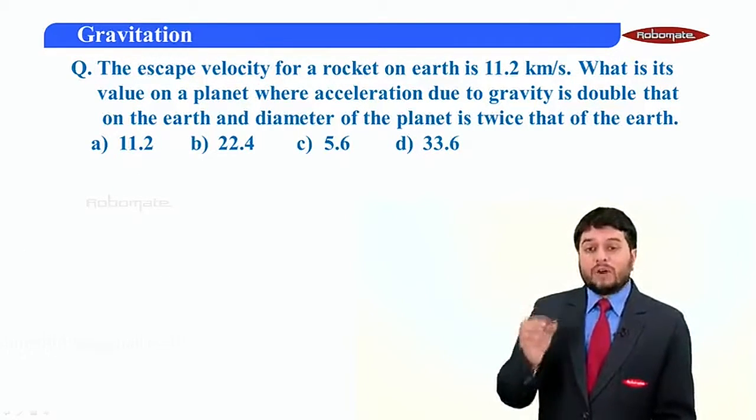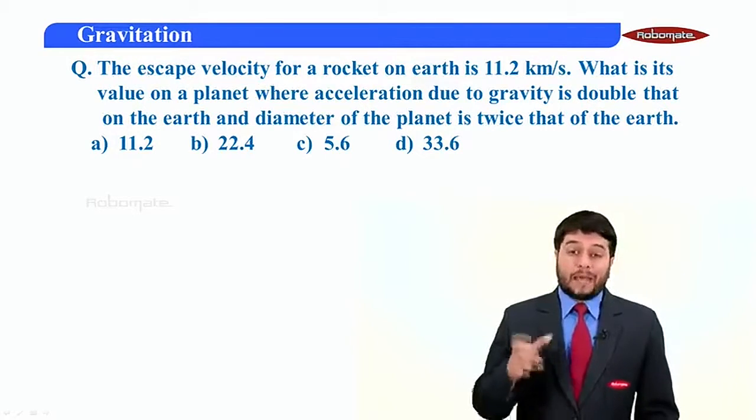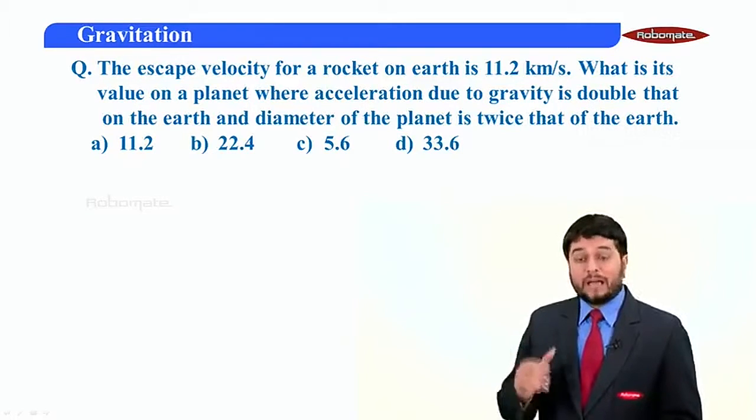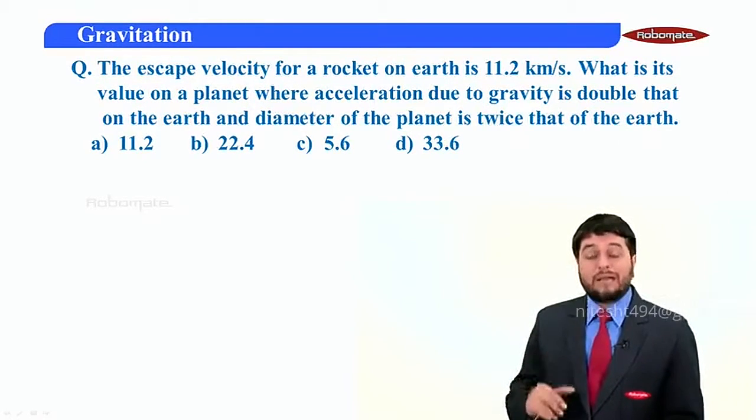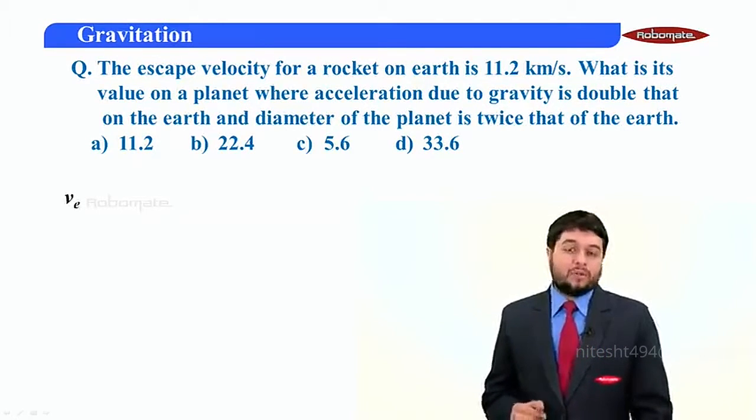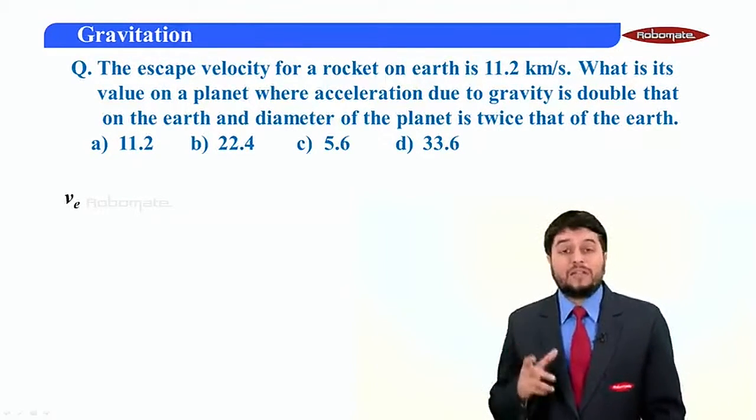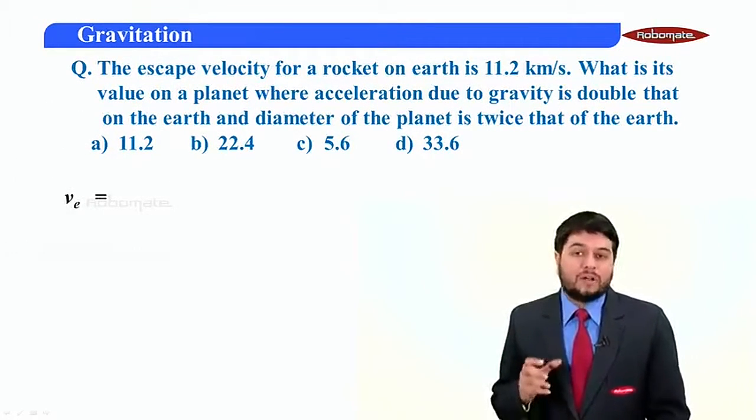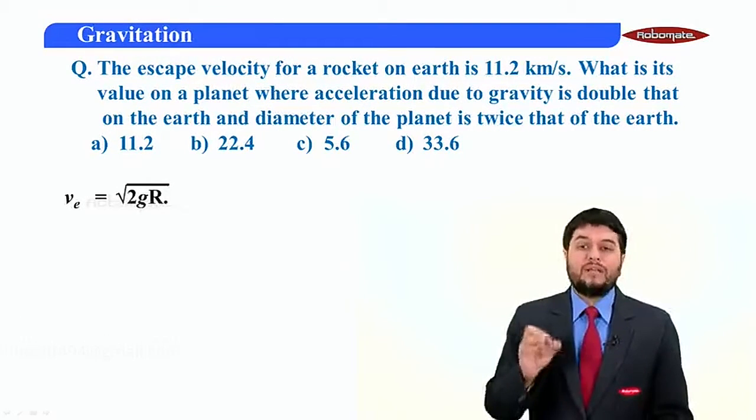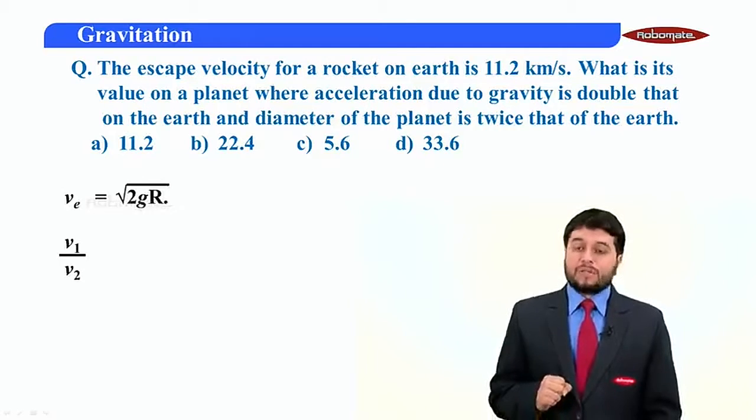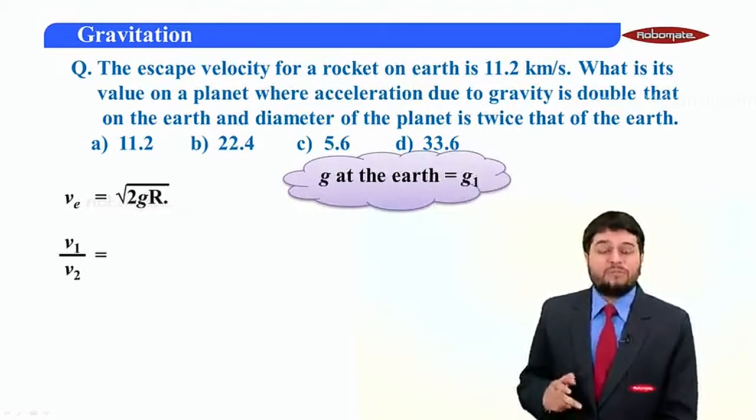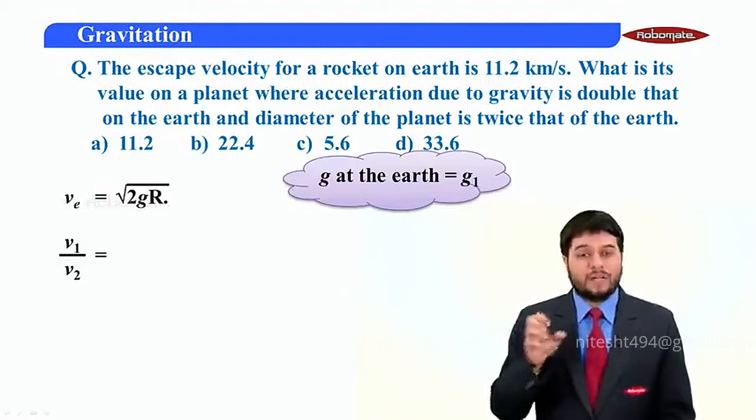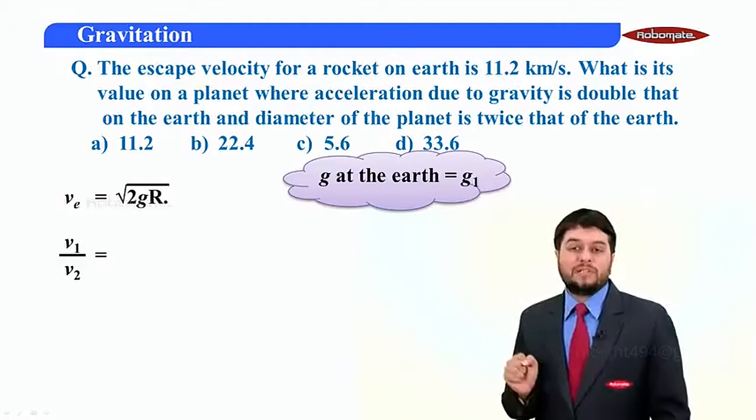What is the question? What is the value on a planet whose acceleration due to gravity, small g, is double that on the Earth and diameter of that planet is twice that of Earth? In this case, you know the formula for escape velocity in terms of acceleration due to gravity, because the conditions are in terms of acceleration due to gravity. So you know VE is always given as root of 2gr, right? Let's say the ratio of the escape velocities for planet Earth and that second planet be taken as V1 and V2 respectively, then V1 upon V2 is equal to.